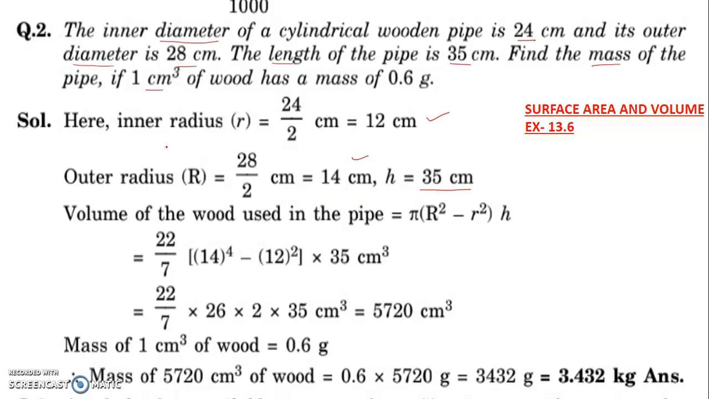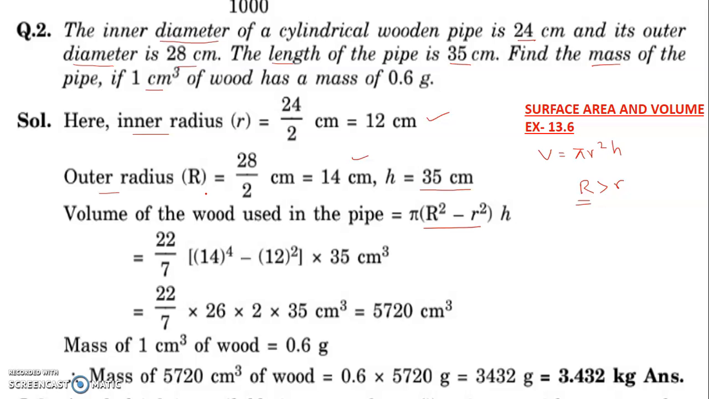Now see, when you have this type of question, in general the volume of a cylinder is pi r square h. I had explained this. Now in this type of question, you have an inner radius and an outer radius. Here, the volume of the wood used in the pipe is pi times capital R square minus small r square, where capital R is the outer radius and small r is the inner radius. Capital R is greater than small r.